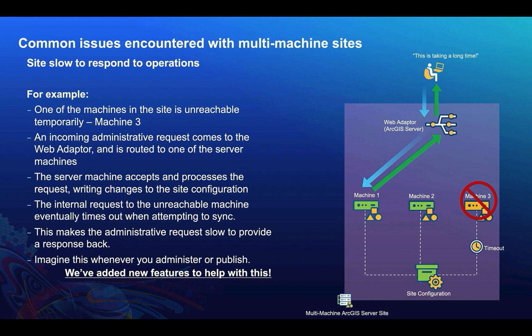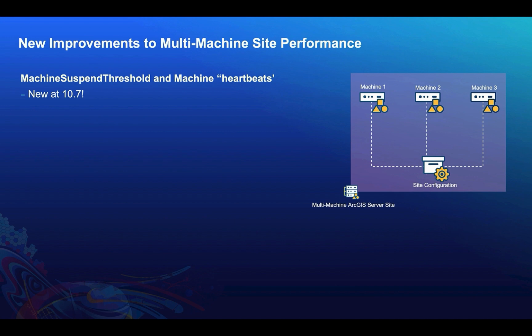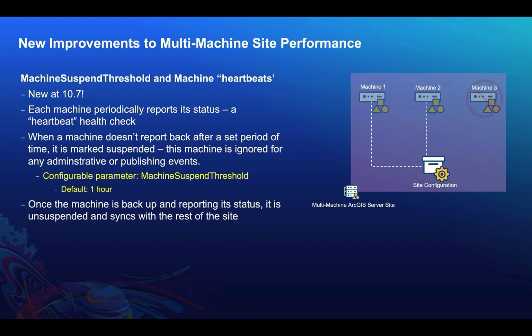And we've added features to help with this. As of 10.7 and beyond, each node or machine within an ArcGIS Server site will periodically report its connectivity status. This connection status is basically a report that a machine can connect to its config store. When a machine does not report this heartbeat within a set period of time, it is marked as suspended. Suspended means that when any administrative operations like start, stop service, or publishing happen, these are not propagated to machines that have been suspended. The threshold for suspension is configurable as a system property in the server admin. Once the machine is back up and reporting its status, it is unsuspended and syncs back with the site.